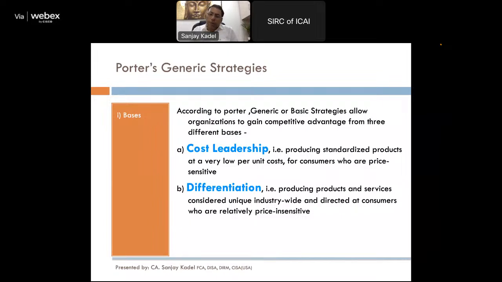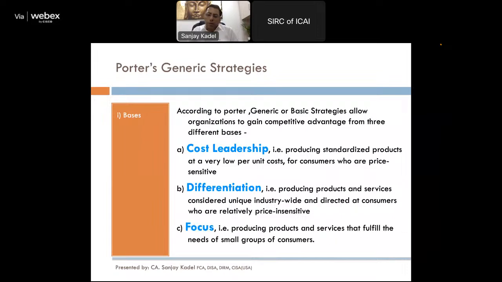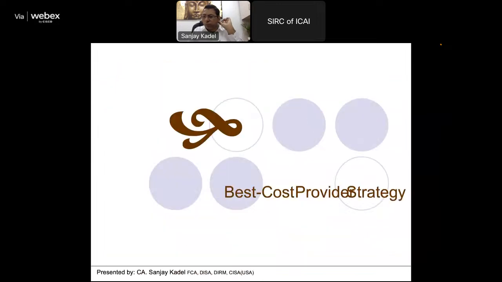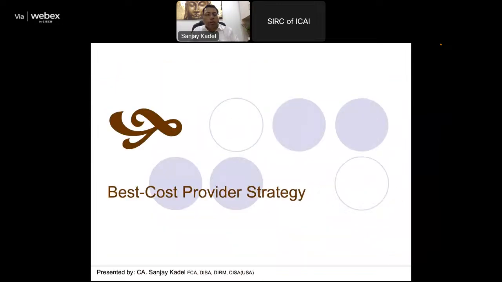Third type of generic strategy which Porter suggests is focus strategy. Now here it simply means that the company may produce some products and services that fulfill the needs of a small group of consumers. If that is the case, it is called focus strategy. Now, instead of going for generic strategies like differentiation or cost leadership or focus strategy, there is another strategy called best cost product strategy.